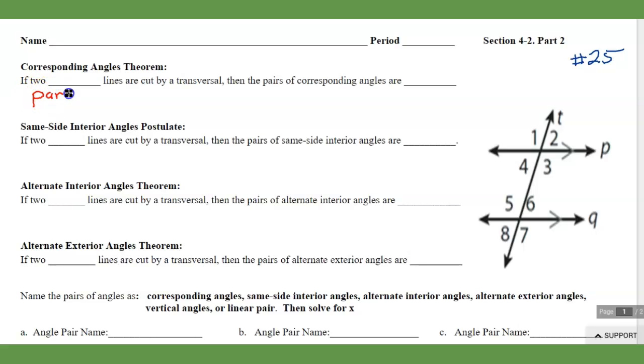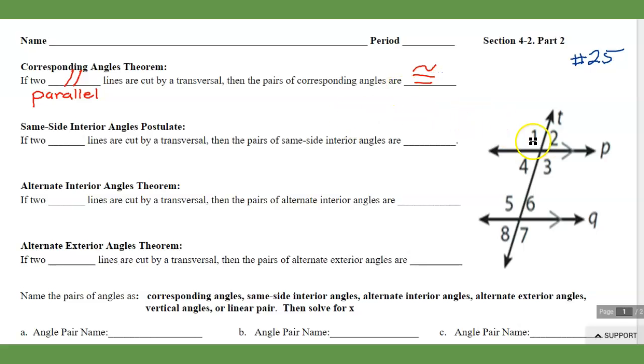So we have a bunch of theorems that have to do with parallel lines. And instead of just writing parallel for all these, we use the symbol. It's very tricky. It's two parallel lines. So if two parallel lines are cut by a transversal, then corresponding angles are congruent.